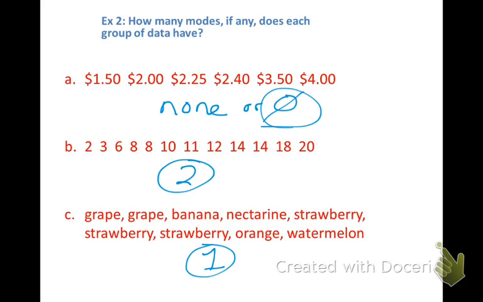You might want to ask, if it does occur, which numbers also occur. You know, which ones are they? So you might say on B you would say 8 and 14, and this one you would say strawberry.